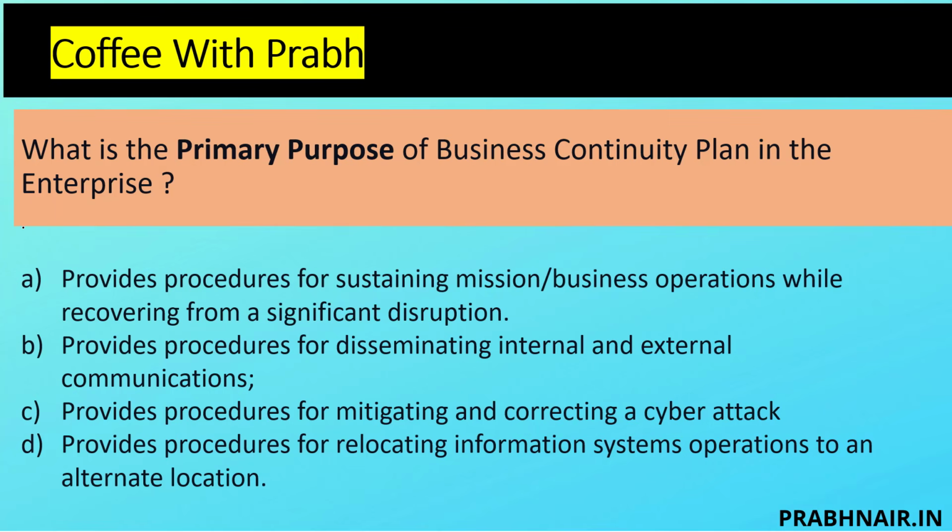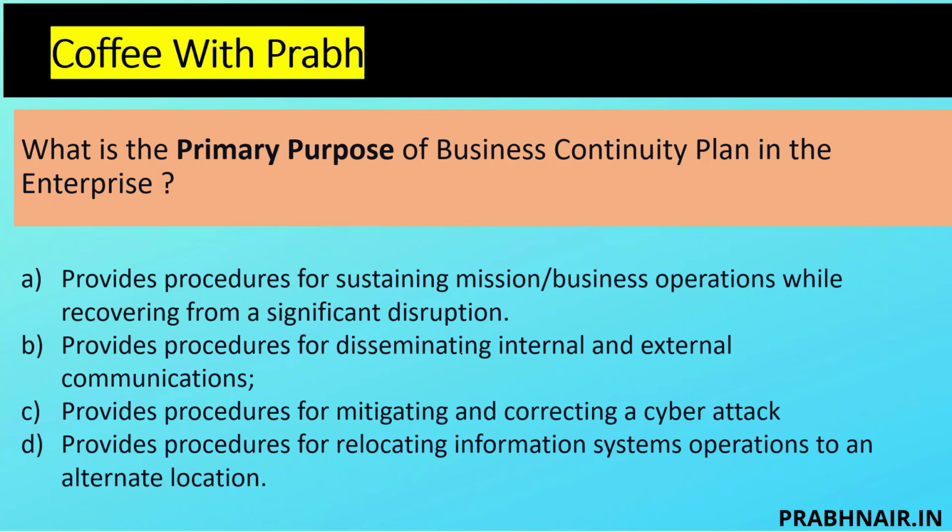Okay, so we have a next question. What is the primary purpose of a business continuity plan in the enterprise? Option A, provide procedure for sustaining mission business while recovering from significant disruption, which makes sense because the BCP's ultimate goal is to provide the support in such a way that we are able to sustain the business in the case of disaster.